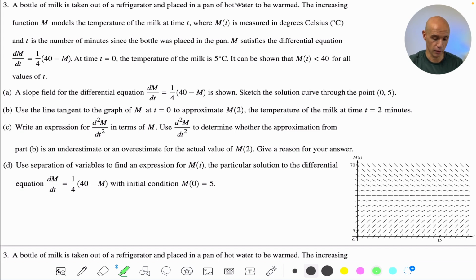A bottle of milk. Okay, good. I hope you like it. It is taken out of a refrigerator and placed in a pan of hot water to be warmed. Okay, that might be a very old way to warm it up. We have microwaves today. The increasing function m models the temperature of the milk at time t, where m of t is measured in degrees Celsius.